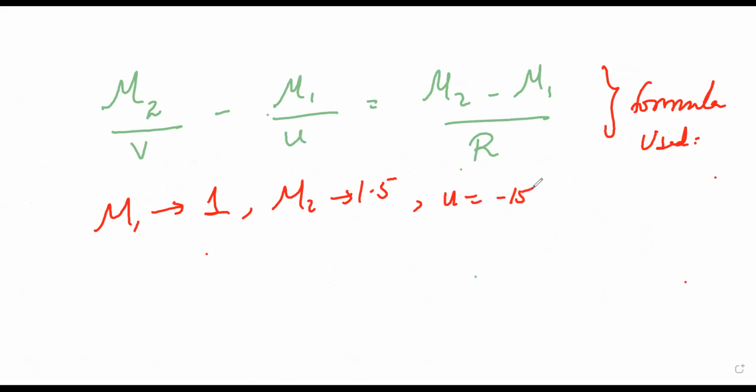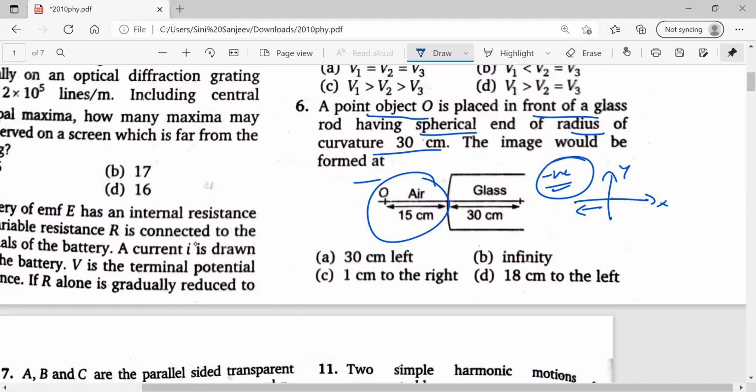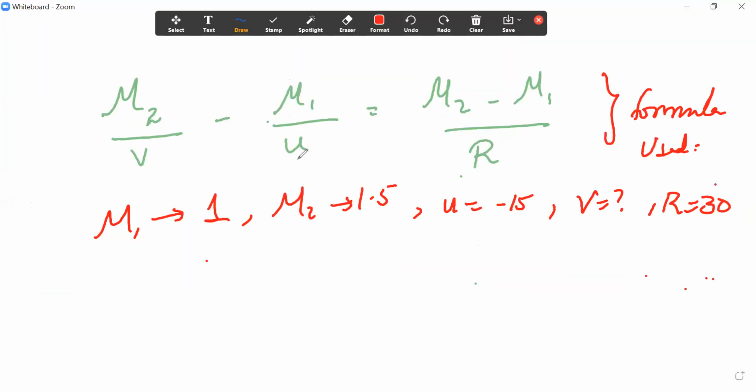And v is something we have to find out from the question, the image distance. R is also given in the question, that is 30. R is towards the right hand side, correct? So it is plus 30. R is also plus 30 here. So these are the few things we have to know before doing this particular question.